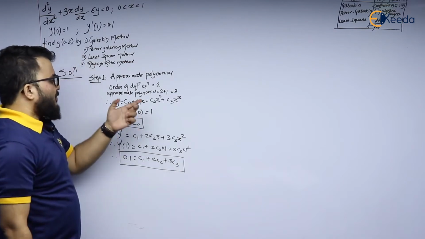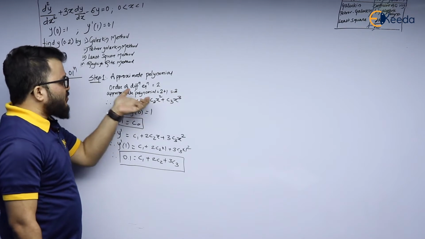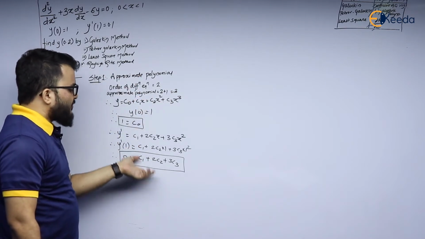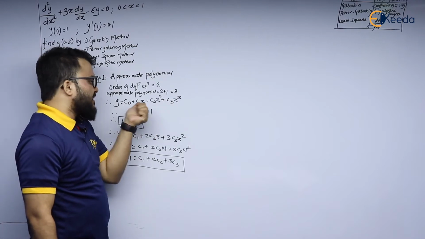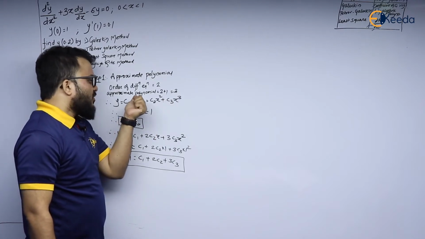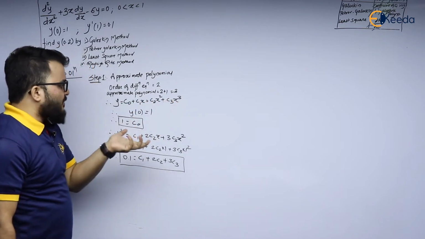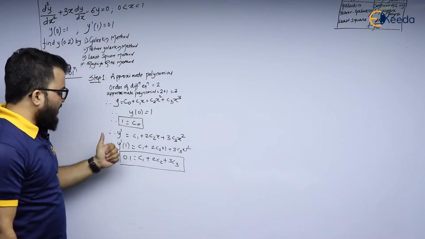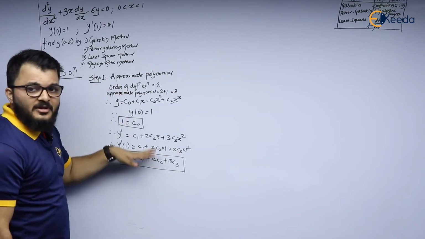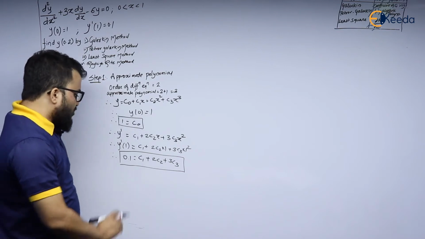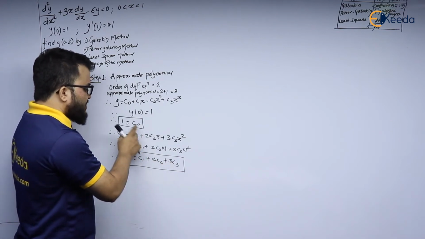My approximate polynomial is of order 3, but we have to solve this approximate polynomial for 2 parameters only. If I look at this polynomial, I get 4 parameters: c0, c1, c2 and c3. But I should keep only 2, because we have to solve for 2 parameters only. So now I have c0, c1, c2 and c3.